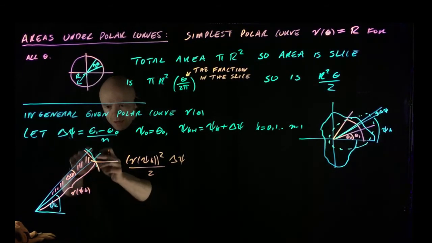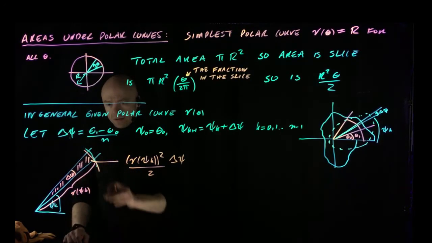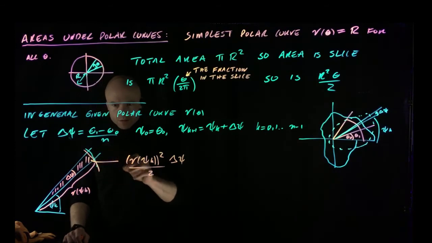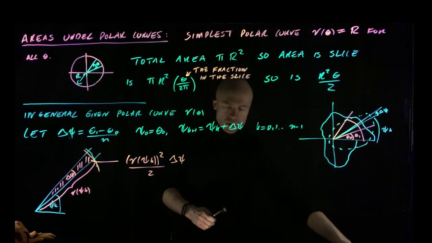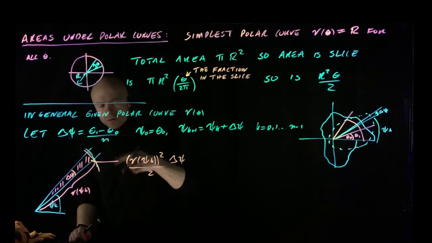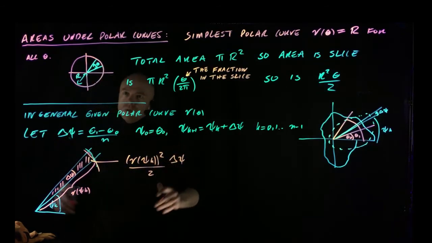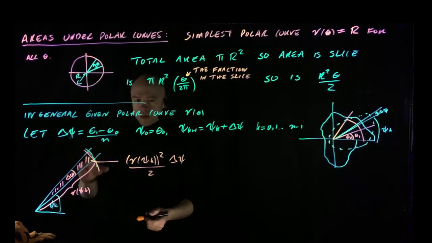Because on a very small scale, this thing looks like it's not doing much. It's more like it's flat, and therefore this is a very good approximation to the actual area. This little tiny bit here is really small compared to delta phi. It's of order delta phi squared. We can forget about it. So that is what we're going to do for our approximation.